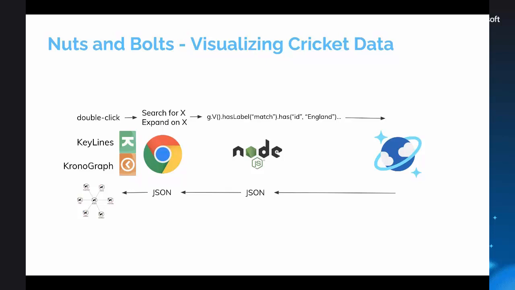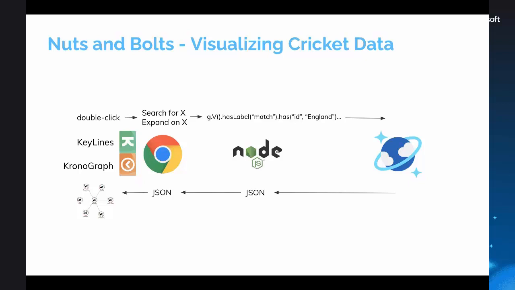That way, your end users, the people who are trying to make business decisions based on the graph data, don't have to know anything about Gremlin. They don't have to know about the architecture. They don't even really need to know about your data model, what are nodes and what are links. All they have to do is say, show me all the teams that England played in 2017, for example.